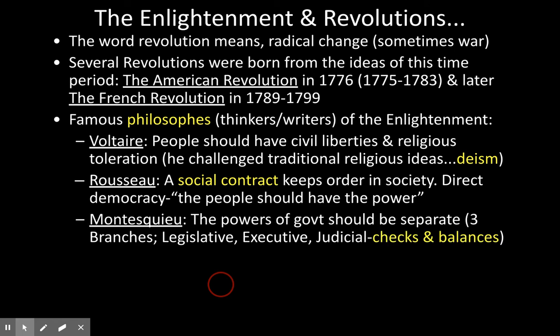There's another famous French philosopher named Montesquieu, the Baron Montesquieu. And of all of these guys, this guy's ideas find their way into American government.